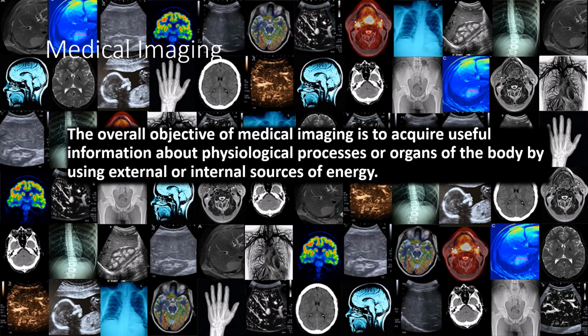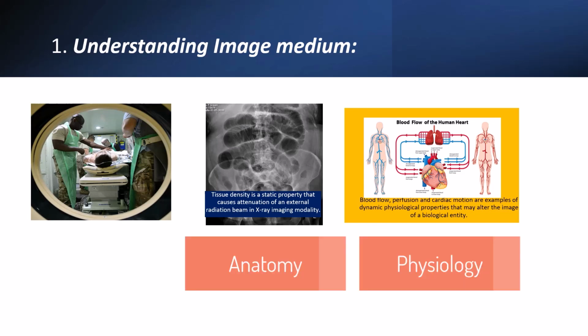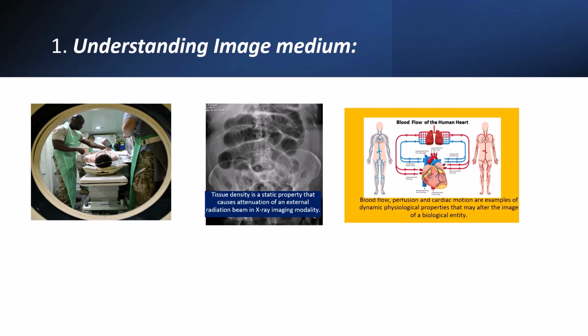The overall objective of medical imaging is to acquire useful information about physiological processes or organs of the body by using external or internal sources of energy. Capturing this data from the interaction of the energies, we can create medical images from the data that we've captured in digital imaging. The modality may apply external energy to the body, or the modality may collect energy that's being emitted from the body. External gives us anatomy, internal gives us physiology.